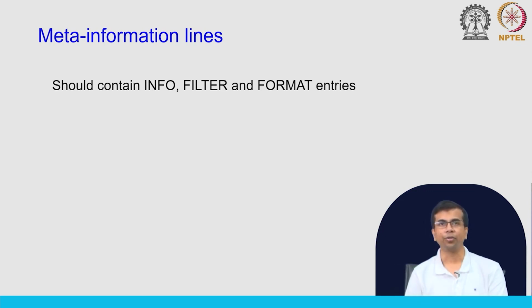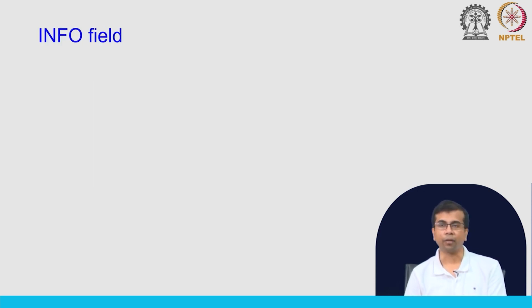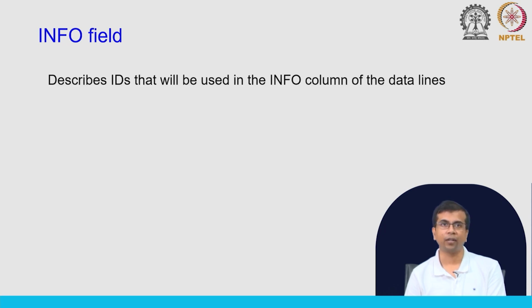Meta information lines should contain INFO, FILTER and FORMAT entries. So, we will see what these fields are. We have seen this INFO, FILTER and FORMAT in the data lines, and these should also be present in the meta information lines. Okay. So, let us talk about the INFO field first. In the INFO field, we will have the IDs that will be used in the INFO column of the data lines. We will have some IDs that will contain some information and the same IDs will be used in the data lines to convey some information about the variants.